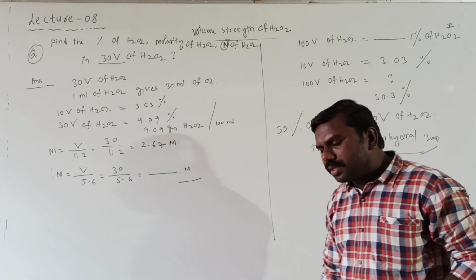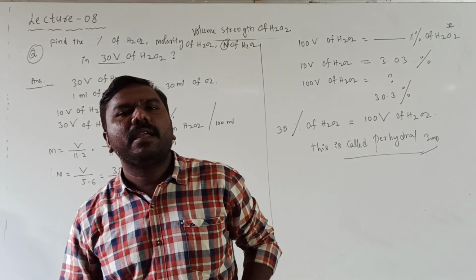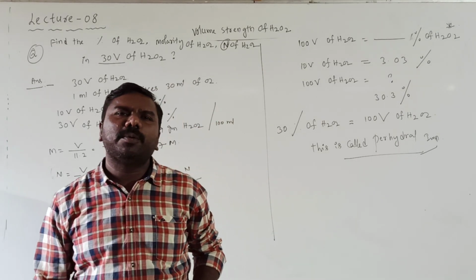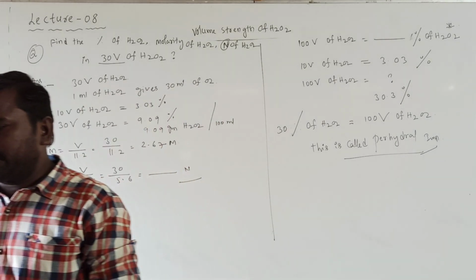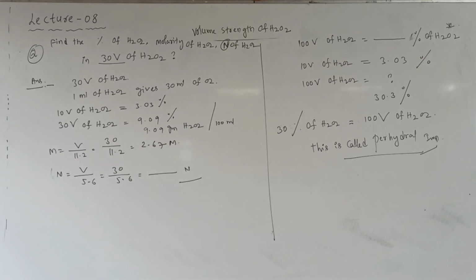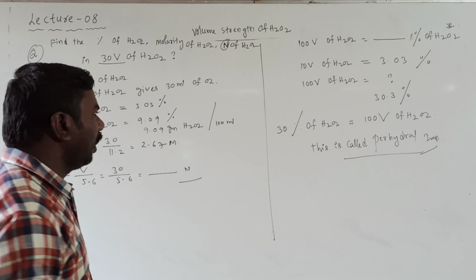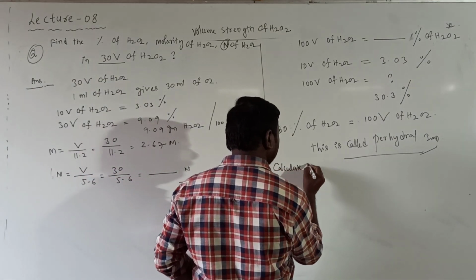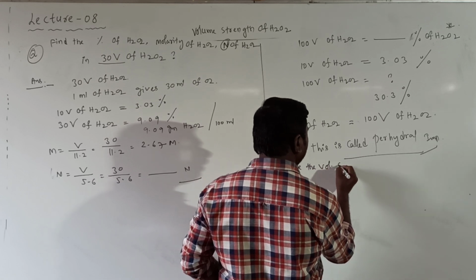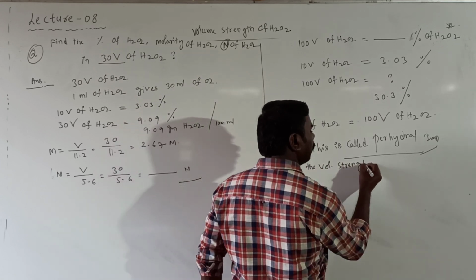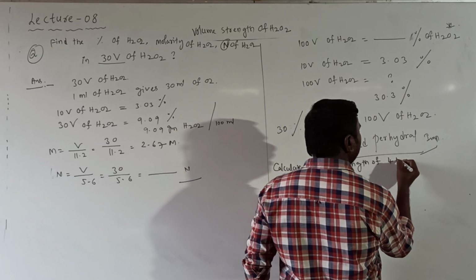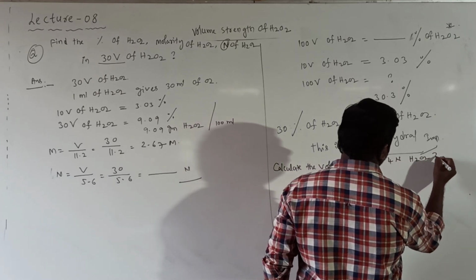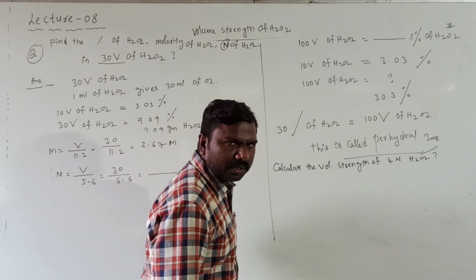So with this volume strength completed, we'll discuss one or two simple problems on this topic. Now, calculate the volume strength of 4 normal H2O2. Calculate the volume strength of 4 normal H2O2. Clear? Here is the solution.